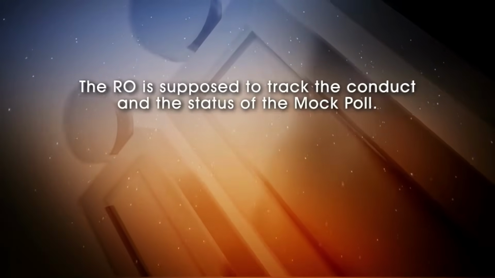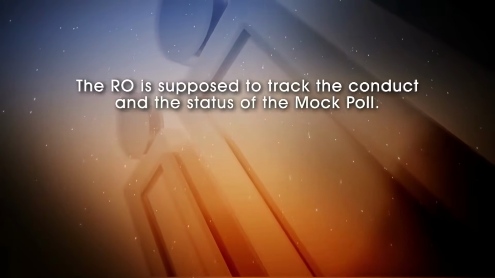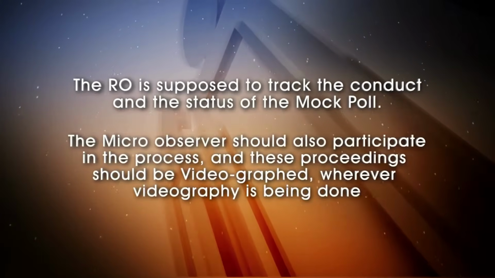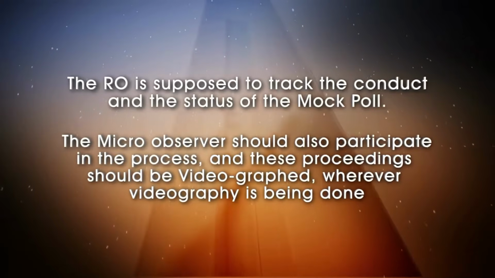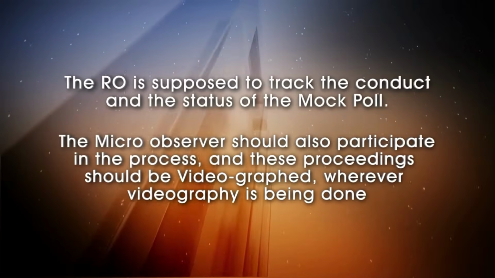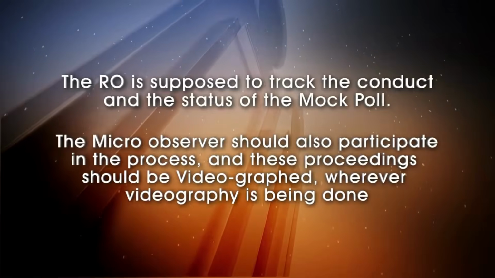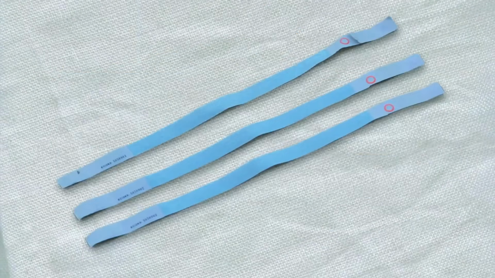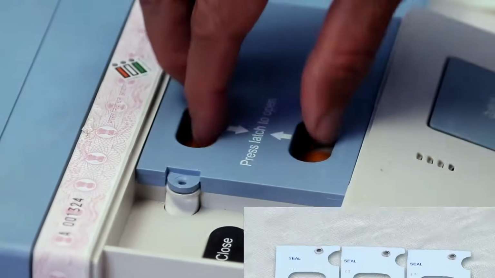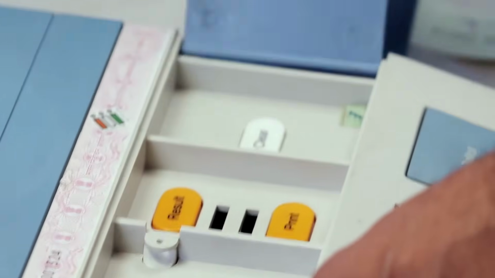The RO is supposed to track the conduct and the status of the mock poll. The micro observer should also participate in the process, and these proceedings should be videographed wherever videography is being done. After clearing the mock poll data, seal the CU using the prescribed seals and tags and make it ready for the actual polls.